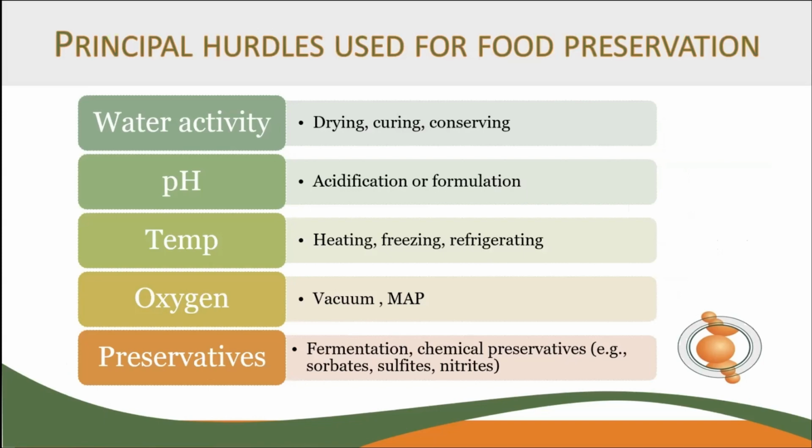Drying, curing, or preserving are efforts to reduce the water activity. Acidification of the formulation is an effort to control the pH. Heating, freezing, and refrigeration use the principle of temperature range, and packaging like vacuum or modified air packaging is a way of altering oxygen availability. And then of course there are chemical preservatives that people can use.